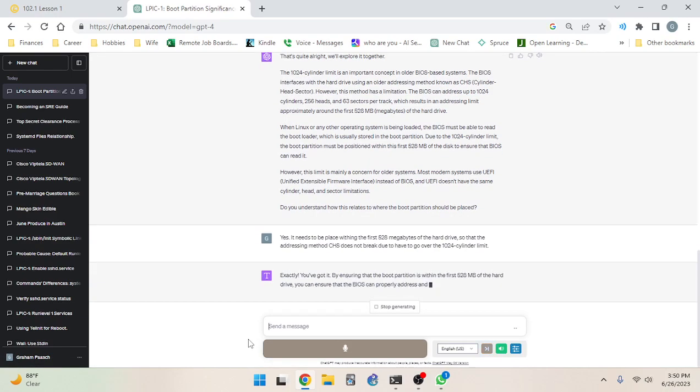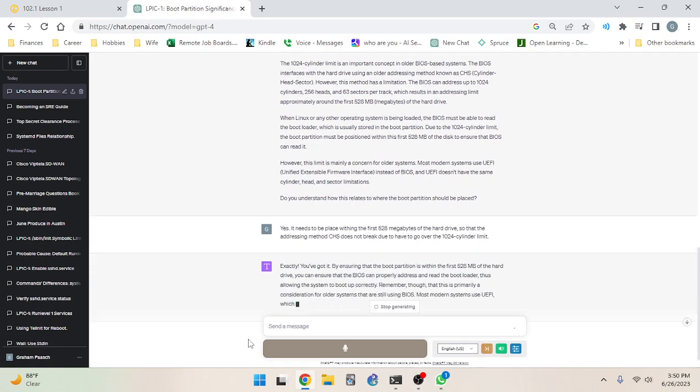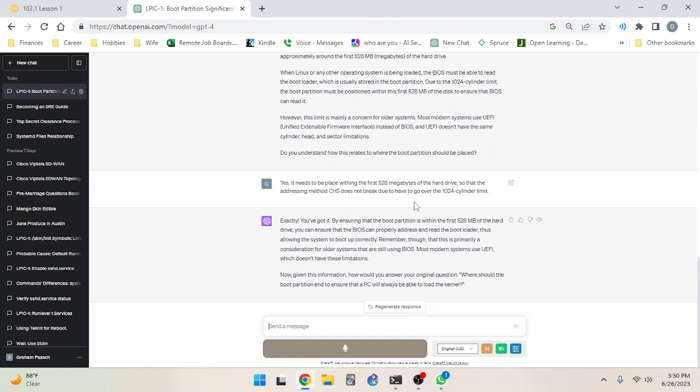Exactly, you got it. By ensuring that the boot partition is within the first 528 megabytes of the hard drive, you can ensure that the BIOS can properly address and read the bootloader, thus allowing the system to boot up correctly. Remember, though, that this is primarily a consideration for older systems that are still using BIOS. Most modern systems use UEFI, which doesn't have these limitations. Now, given this information, how would you answer your original question? Where should the boot partition end to ensure that a PC will always be able to load the kernel?